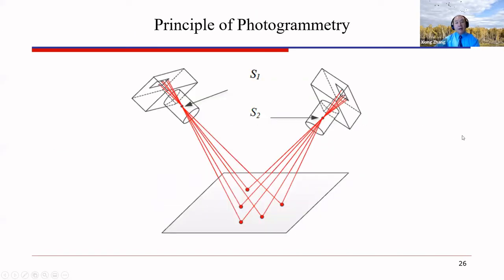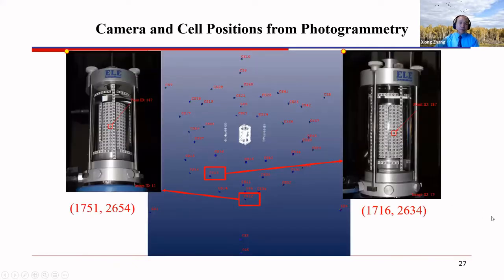So the principle of this approach is very simple. It is based upon photogrammetry. Okay, so for example, this is the triaxial testing system, and the blue points represent the locations where we take a picture. For example, at this location, if we take a picture of the triaxial testing system, we have a picture like this. And if we take a picture at this other location, this is the picture you are going to get, right?